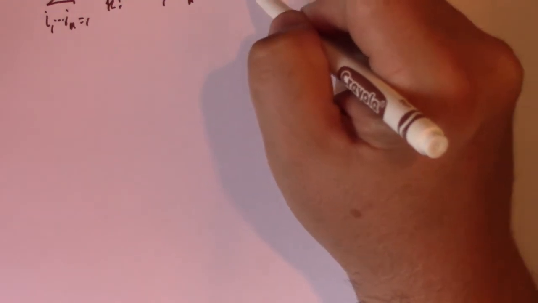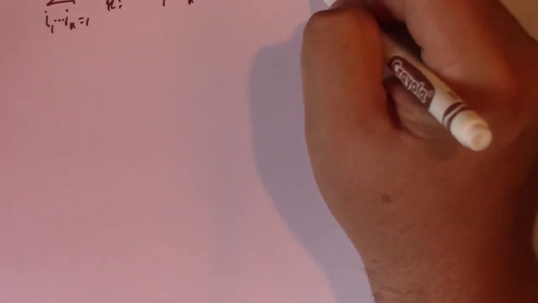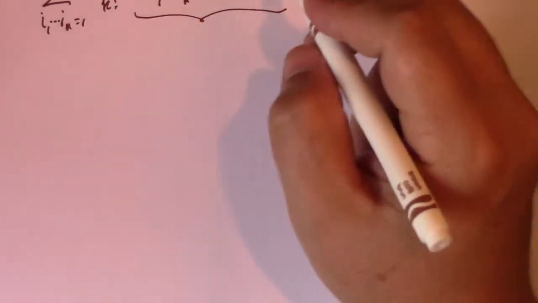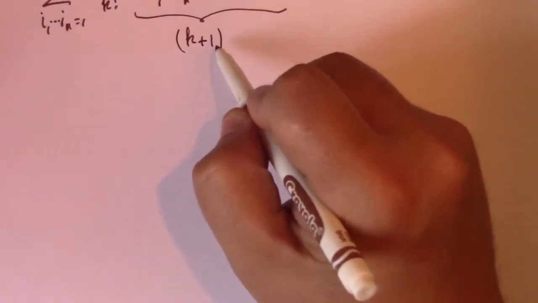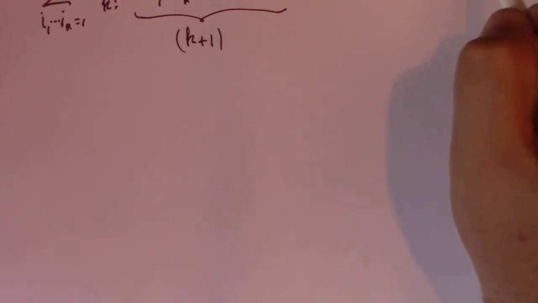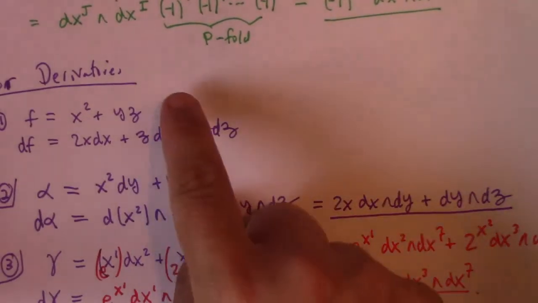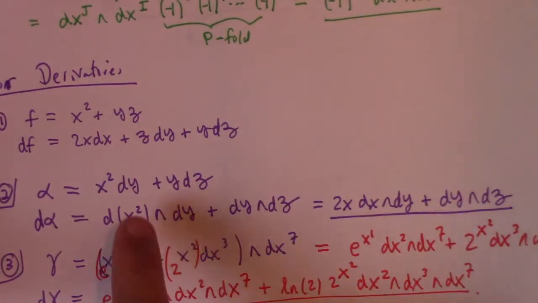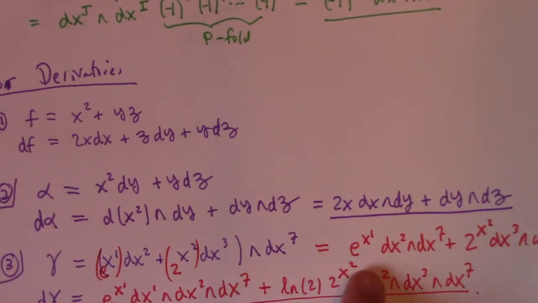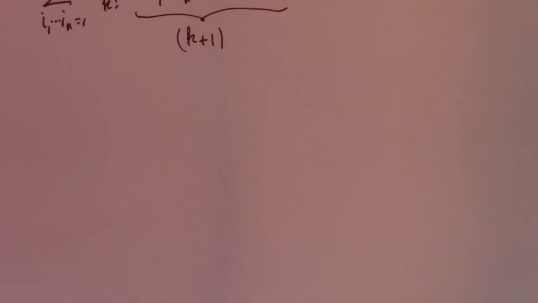Wedge dxi1, dxik. And now, of course, you can recognize there that this, of course, is... how many differentials are there here? Well, there's k plus 1, right? So this is a k plus 1 form. And if you go back to the examples we had on the previous page, you'll notice that I had a 0 form, exterior derivative, I got a 1 form. I had a 1 form, exterior differentiated, I got a 2 form. I had a 2 form, exterior differentiate, I get a 3 form. And that's generally how it goes, all right?